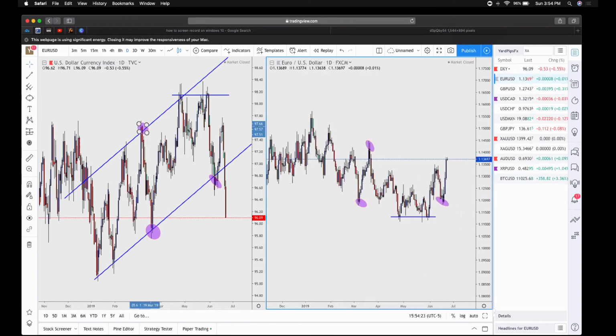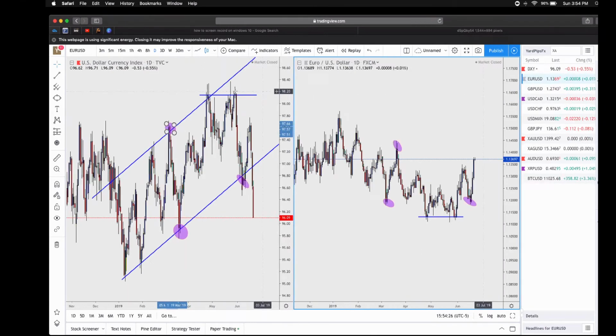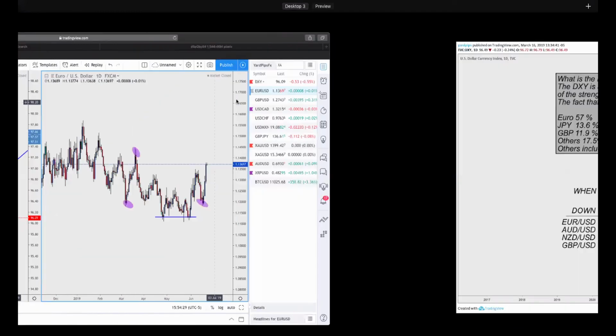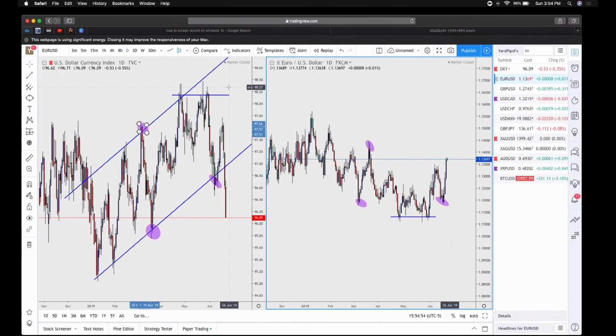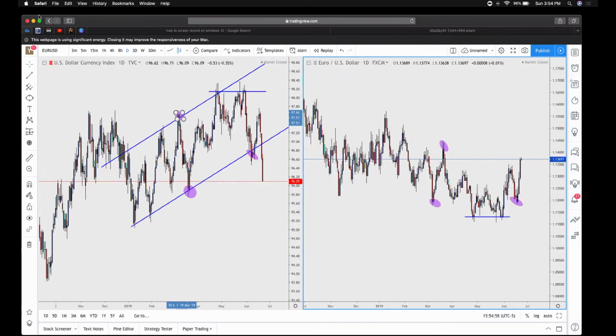Yeah. All right. So correlations are easy. As long as you have this information right here, then it's basically self-explanatory. When the DXY goes up, Euro US dollar goes down, Aussie dollar goes down, NZD goes down, and GBP goes down. When the DXY goes down, those others go up. But always remember, Euro has a stronger weight than all the others because it's 57% of the dollar. Right? Which brings us to the last topic of the day. It's called RSI. Now, RSI is the relative strength index.